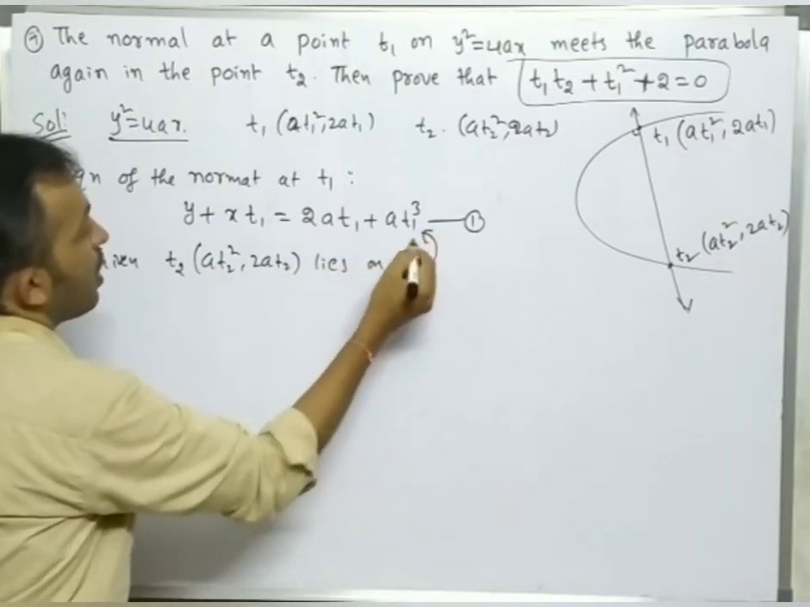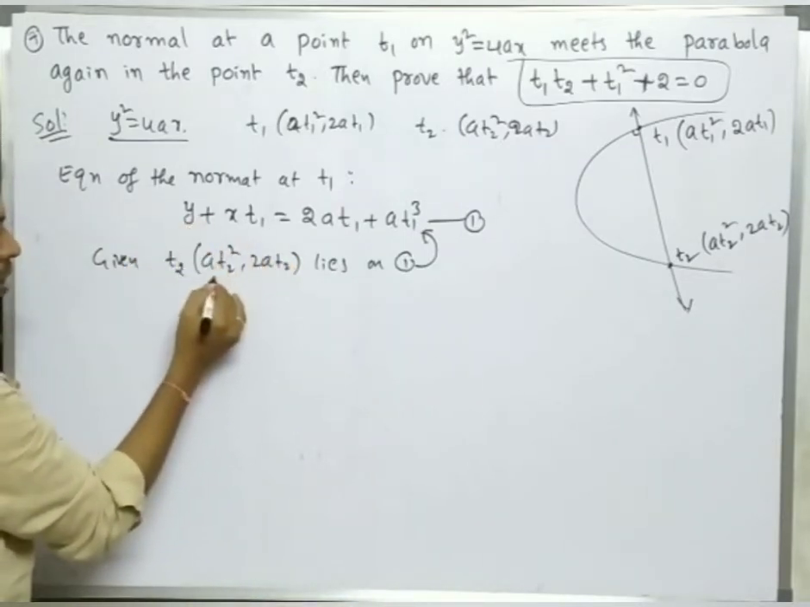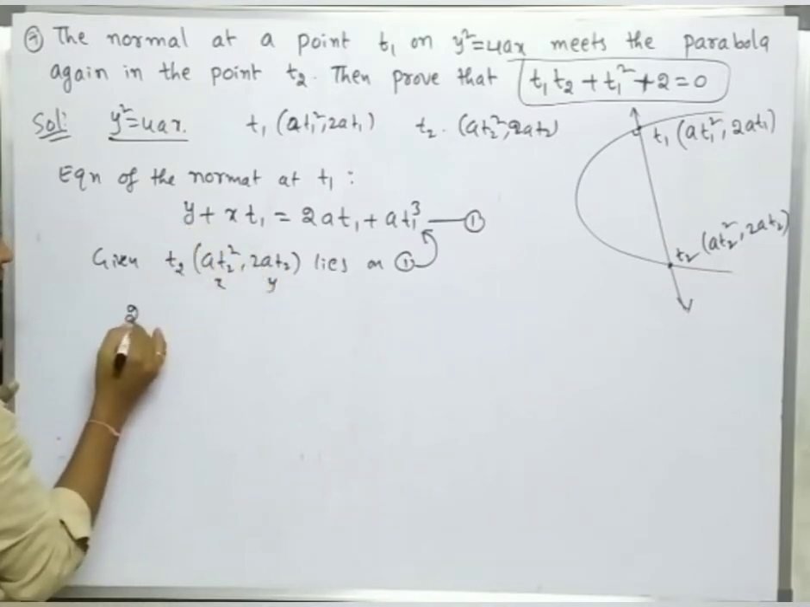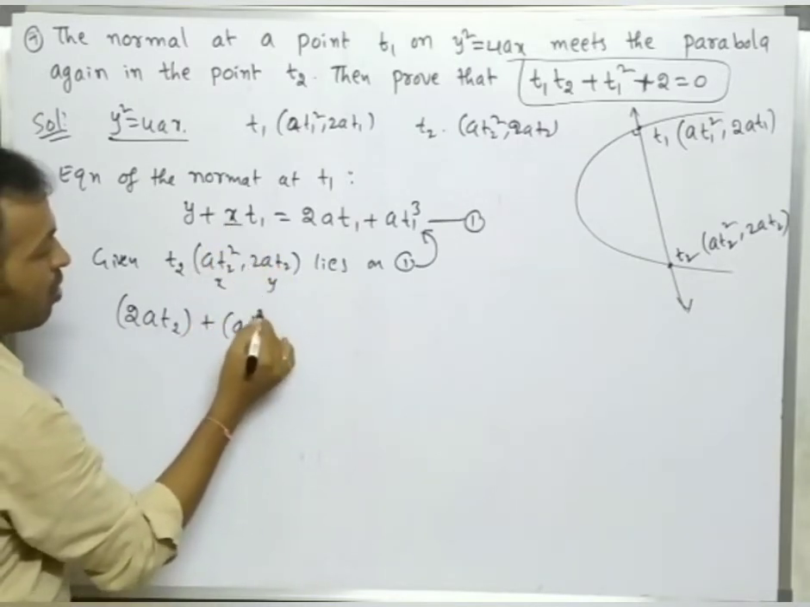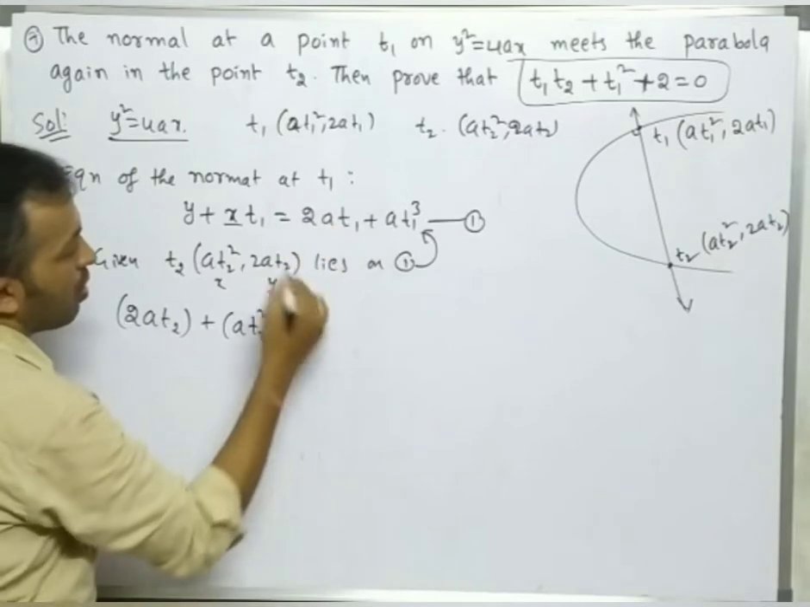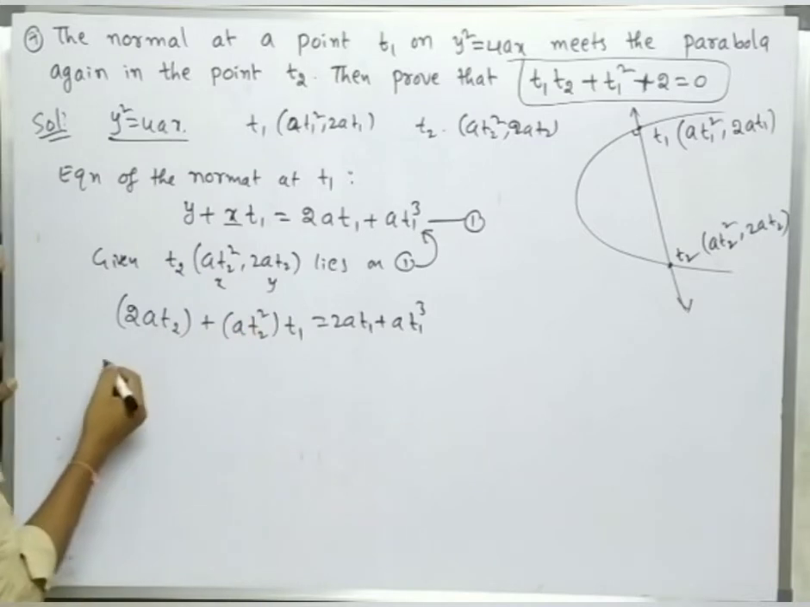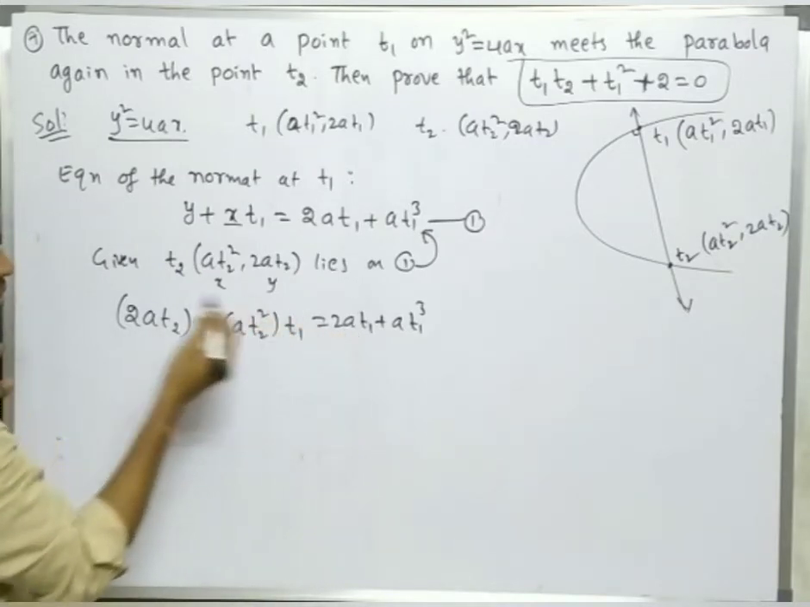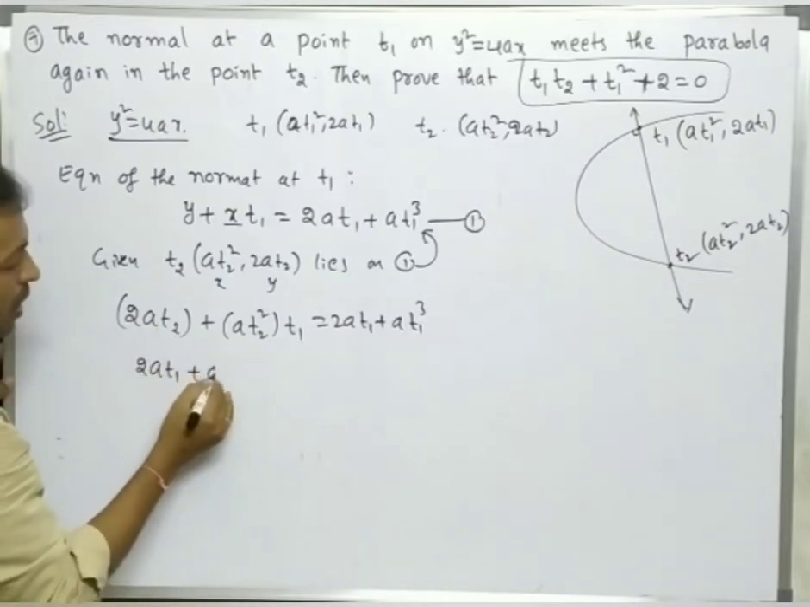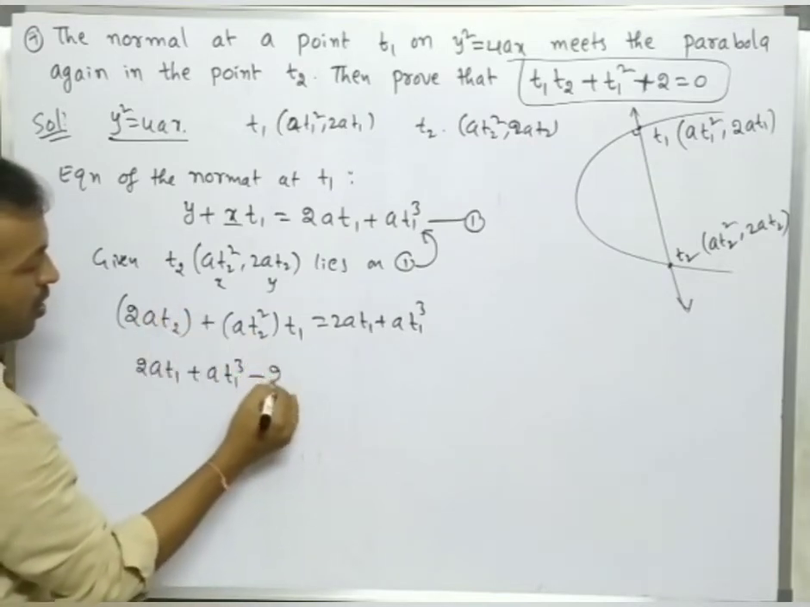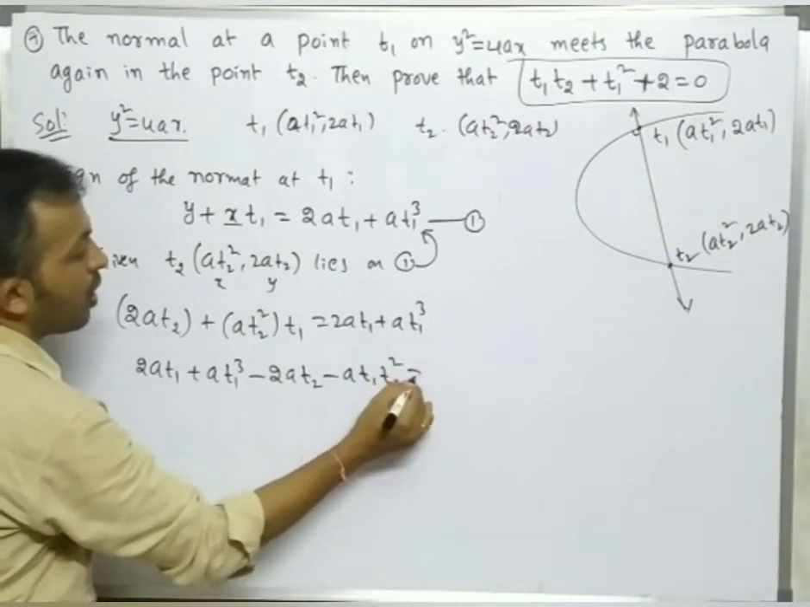If a point lies on a straight line, it must satisfy that equation. So therefore substitute this one. This is the x value, this is the y value. Substitute, you will get 2at2 as the y value. What is the value of x here? at2 square into t1. So this is equal to 2at1 plus at1 cube. So bring these terms to the left side, you will get 2at1 plus at1 cube minus 2at2 minus at1 t2 square is equal to 0.